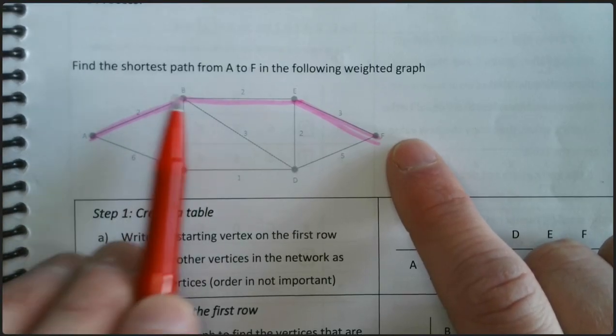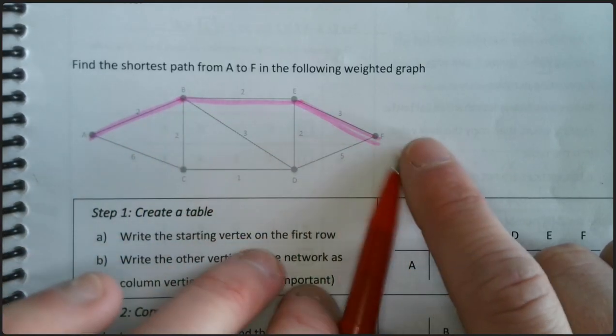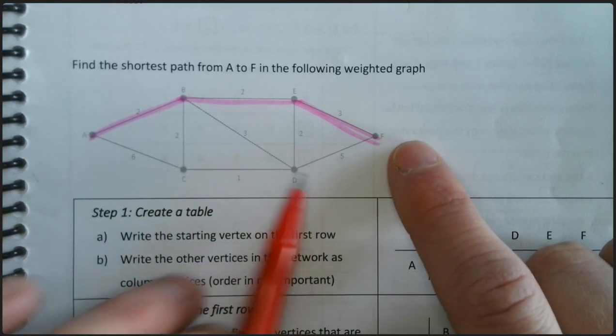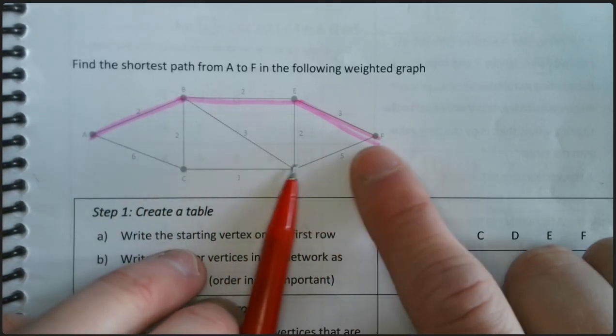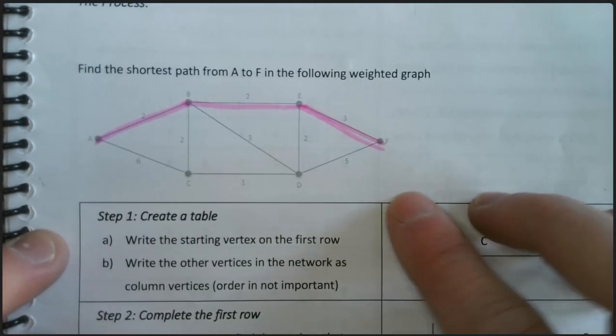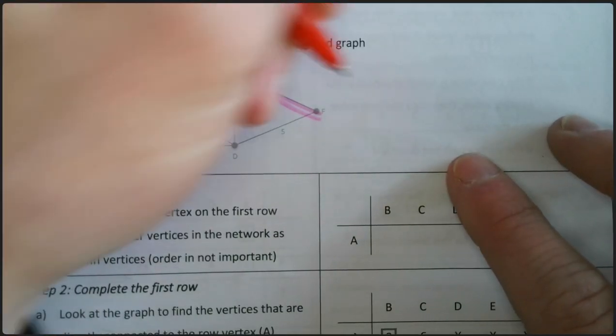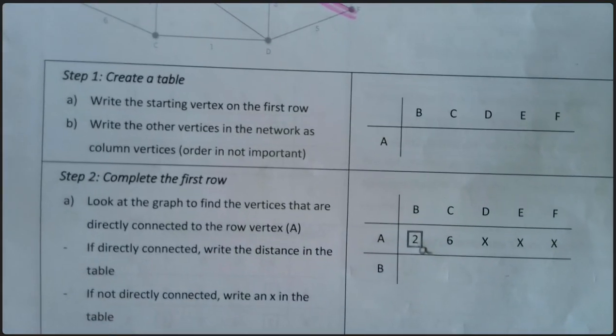But looking at this, going from A to F in this network, I could probably work out the shortest path is to go from A to B, B to E, and E to F just by looking at it, because it's 2, 2 and 3 rather than 6 and 1, which would be too many, and then 2 and 3, which would be too many, plus another 5 would be too many. So I can kind of eliminate it. So we're aiming to find, realistically, the answer A, B, E, and F. That's what we're looking for. So it helps whilst we're learning this to have that in the background.